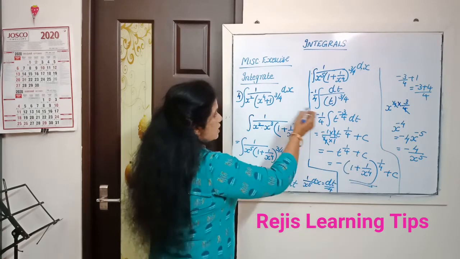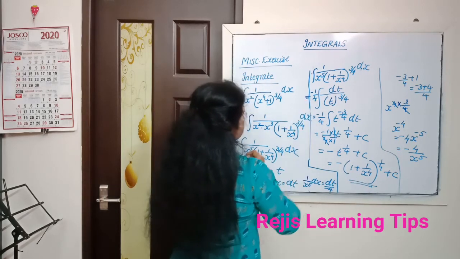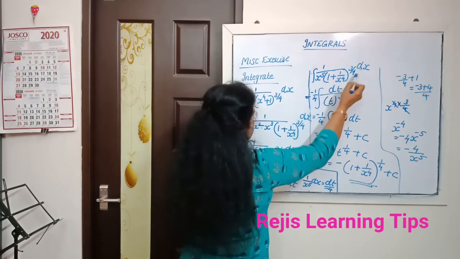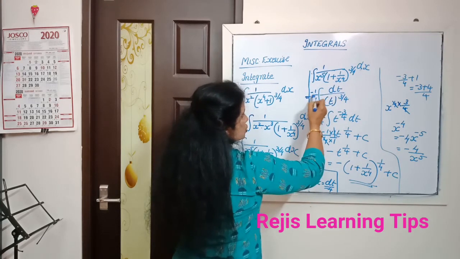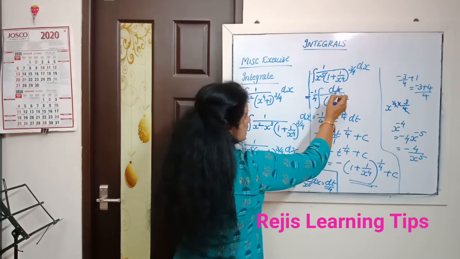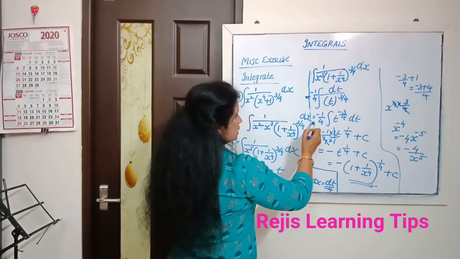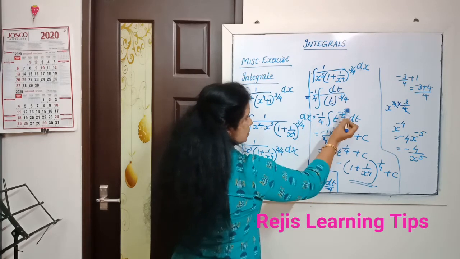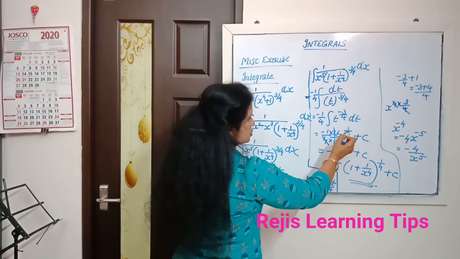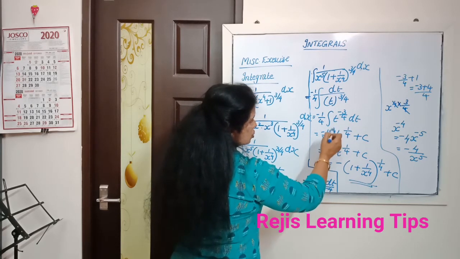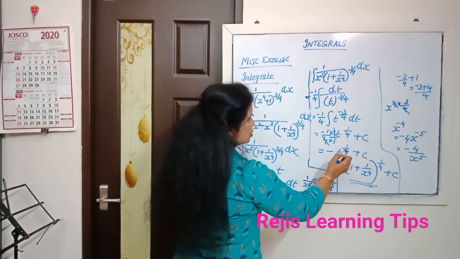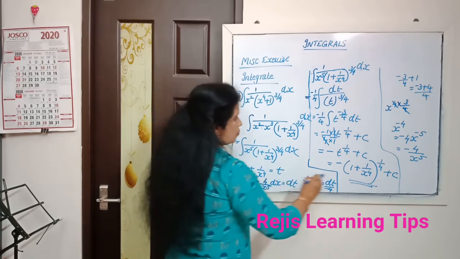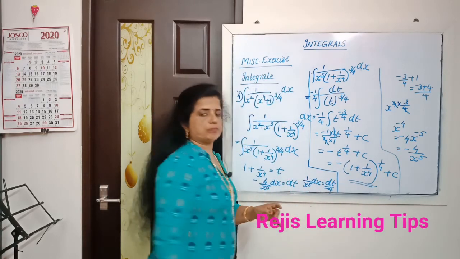So we can write minus 1 by 4 into the integral of 1 by x raised to 5 dx, that is dt by minus 4. We take minus 1 by 4 outside, then dt divided by t raised to 3 by 4, that is minus 1 by 4 into the integral of t raised to minus 3 by 4. Minus 3 by 4 plus 1 means 1 by 4, so t raised to 1 by 4 into 4 by 1. We can cancel this 4 and 4. So minus t raised to 1 by 4 plus c, that is minus (1 plus 1 by x raised to 4) the whole raised to 1 by 4 plus c.